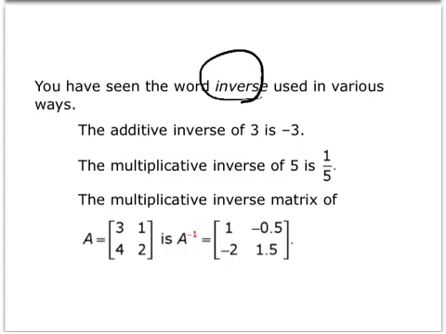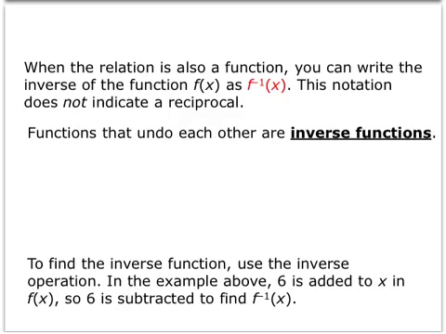Back in pre-algebra and algebra 1, we talked about additive inverse. If you have a 3, the additive inverse is -3. So basically, if you have x plus 3, to do the inverse of that, you would do -3. The multiplicative inverse of 5 is 1/5. If you have 5x, to get rid of that 5, you could multiply it by 1/5. You're doing the opposite of it. And a matrix, which we aren't going to get into. We did that a few chapters ago.